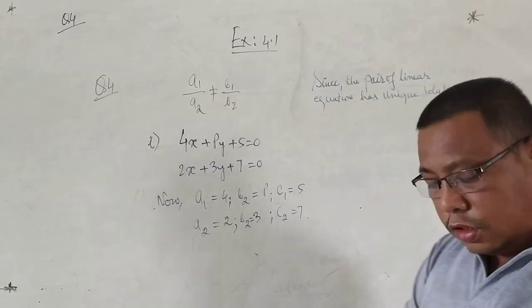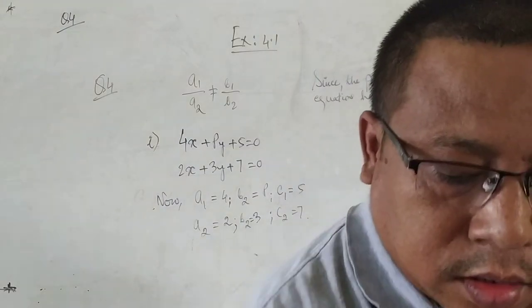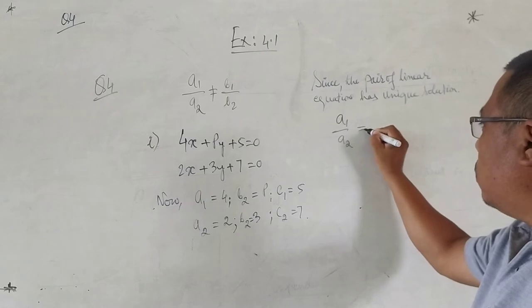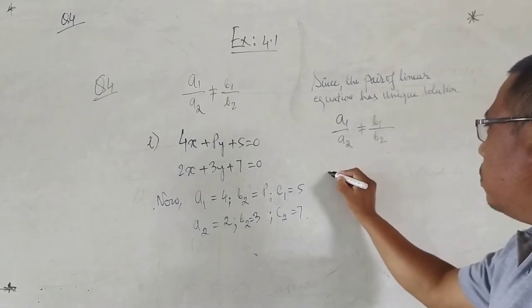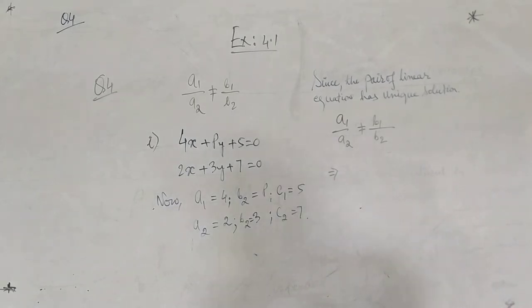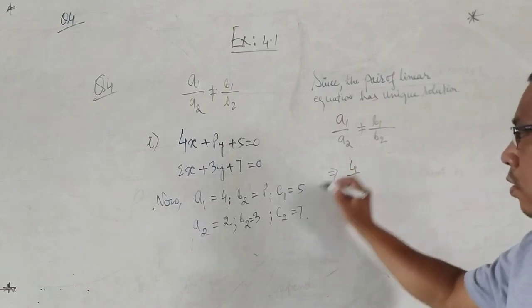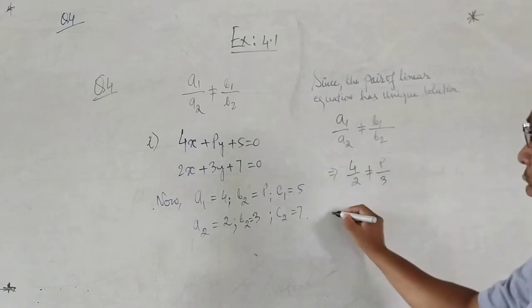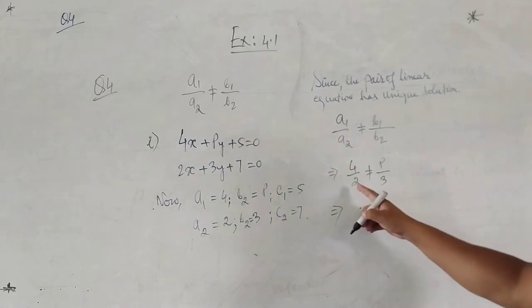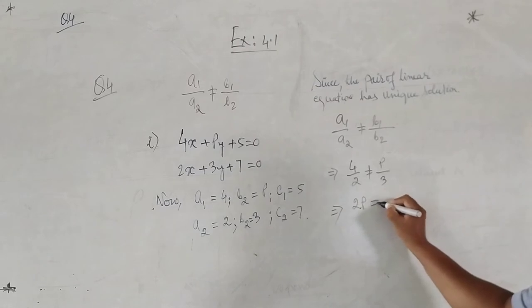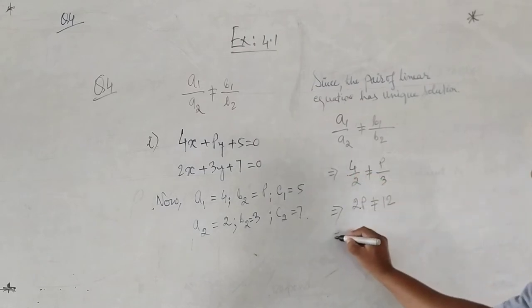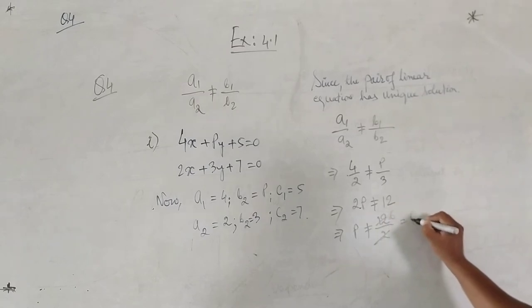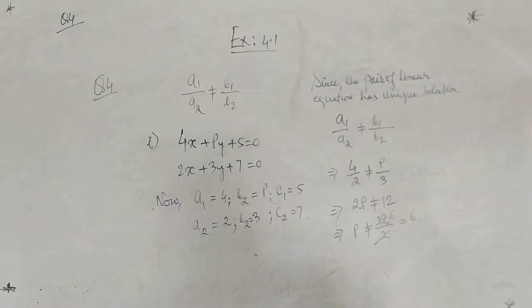If it is a unique solution, then what is the relation? A1 by A2 is not equal to B1 by B2. A1 is 4, A2 is 2, B1 is P, B2 is 3. From this, we have to find the value of P. Cross multiply: 3 into 4, 12, is not equal to 2P. Then P is not equal to 12 divided by 2, which is 6.